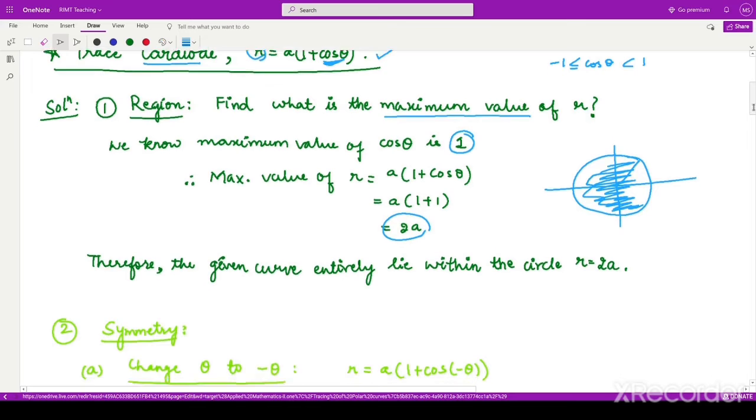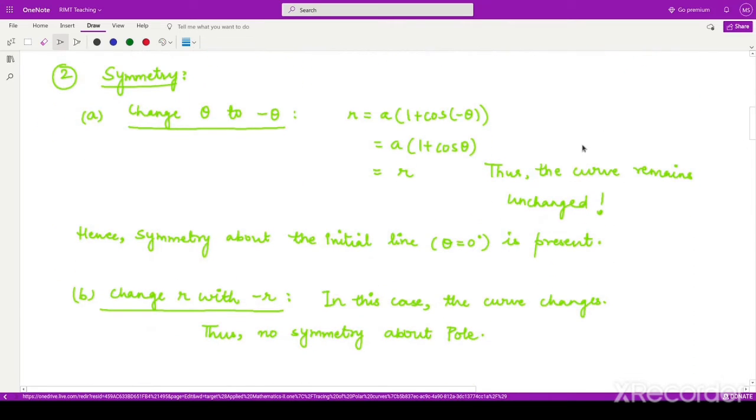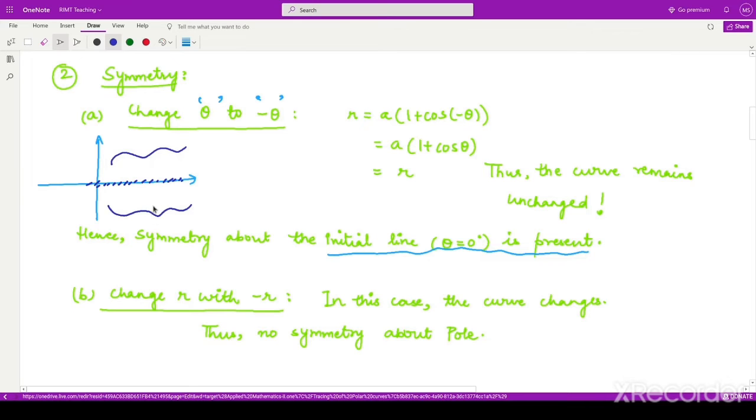Next, we will check the symmetry of this curve. For checking the symmetry, we change theta to minus theta. This will check the symmetry of the curve about the initial line, theta equal to 0. That means if you treat this line as a mirror, whatever your curve is here, the similar would be here. That is the symmetry when you change from theta to minus theta.